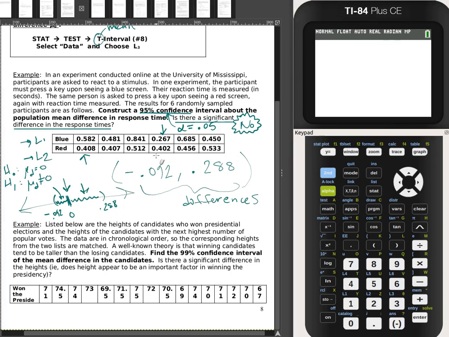But we're going to carry on in the next video talking about 11.3, where we will have the independent data, and it will be a bit different.